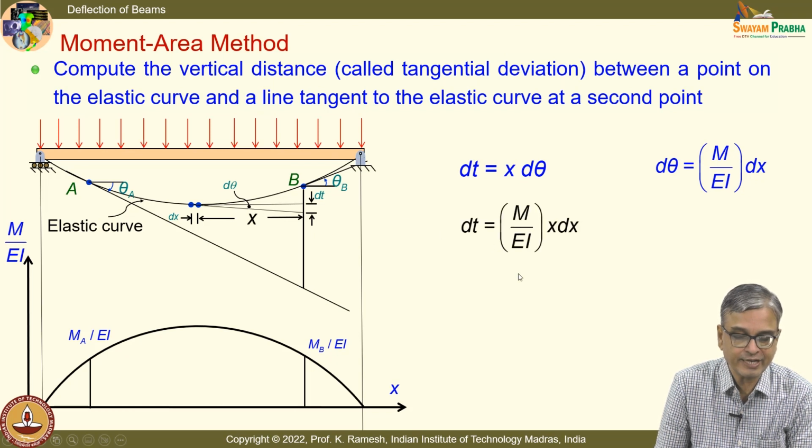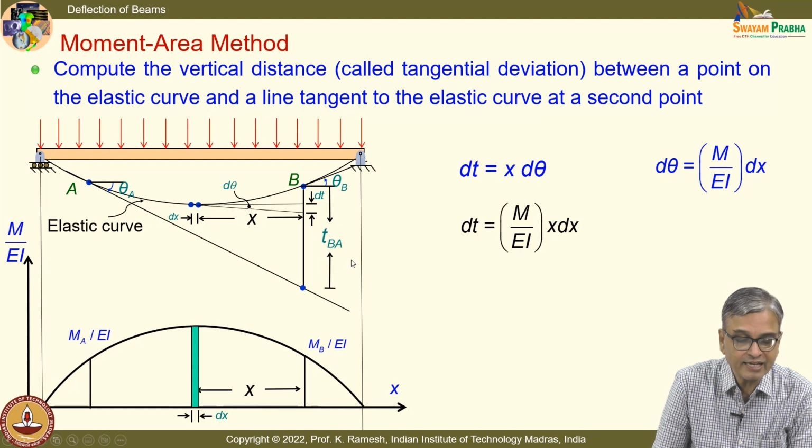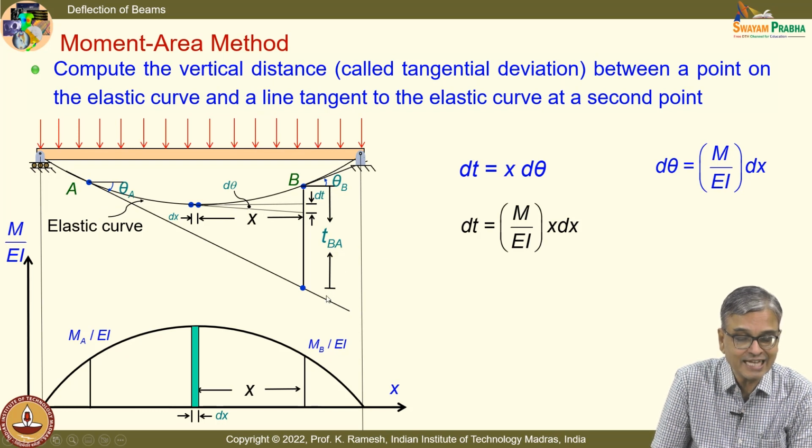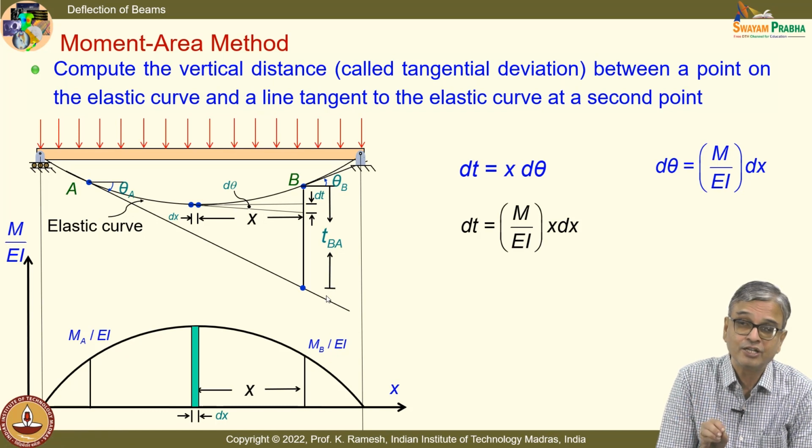And this is given as dt equal to M by EI x dx. And if I want to do it for the entire length, then I have to vary x from point A to point B. That means I have to integrate over this, okay, and this you call it as TBA. So you should also understand what is the symbolism. B is the point on the elastic curve. A is the point from which you have drawn the tangent. So TBA only finds out this tangential deviation. It is not the deflection at that point. You should use your mathematical skills and geometry to find out the deflection.